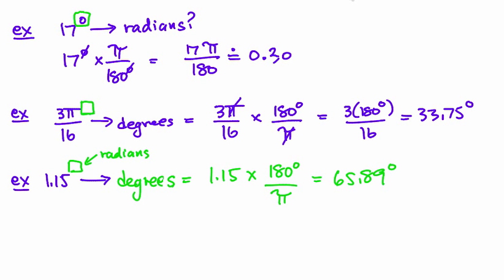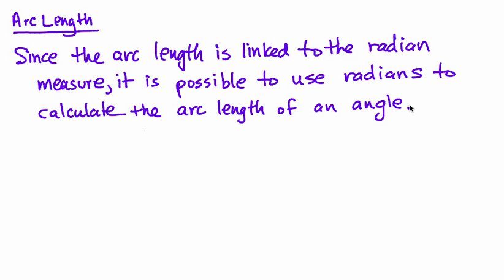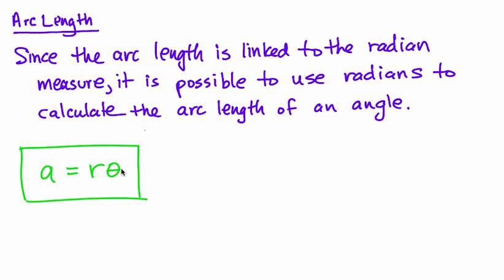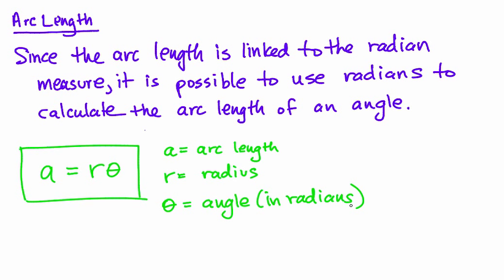Okay, one more section for you and then we're done. Arc length. With this linked to the definition of radian measure, it's possible to use radians as an angle measurement to calculate the arc length of an angle, which kind of makes some sense. There's a formula for it. A equals r theta. A is your arc length, R is your radius, and theta is your angle. So if you've got a circle, and it doesn't have to be a unit circle, and you know the radius and you know the theta, you should be able to use it to calculate this arc length. So here's one example.